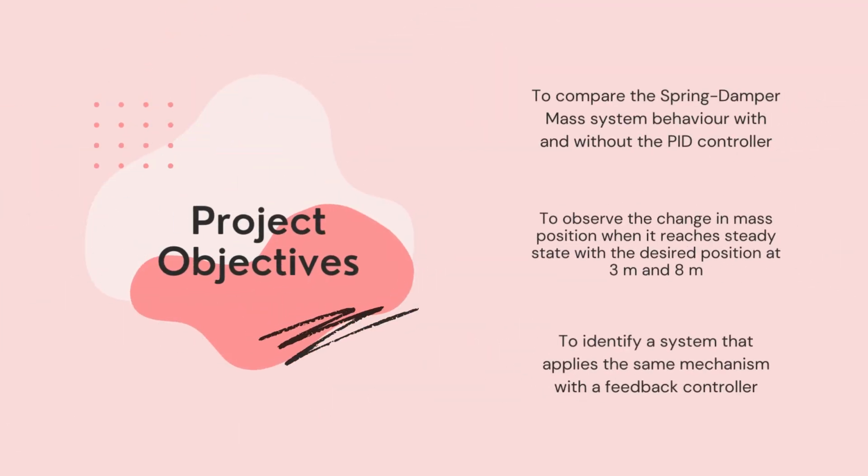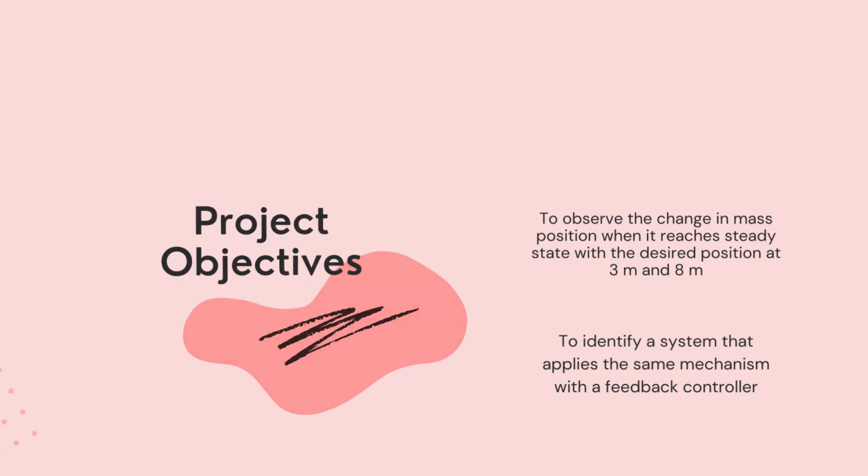We have three main objectives here: to compare the spring damper mass system behavior with and without the PID controller, to observe the change in mass position when it reaches steady state with the desired position at 3 meters and 8 meters, and finally to identify a system that applies the same mechanism with a feedback controller.